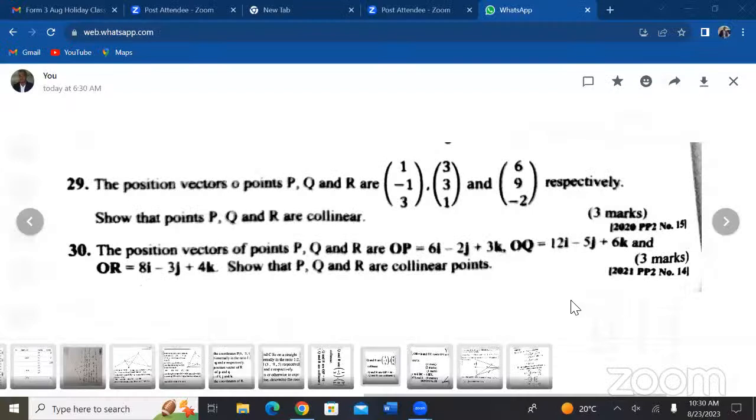Maybe for the remaining part of the time, I want you to look at the question 29 on the screen. Can you see question 29? No. No. It is now on the screen. I hope. Yeah, yes.